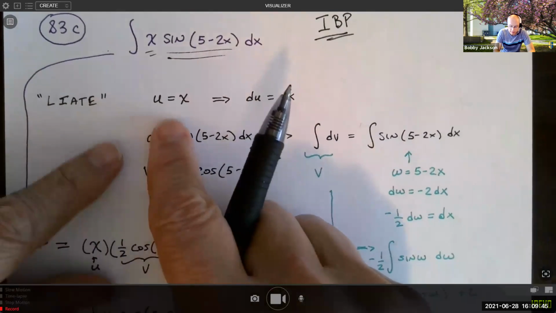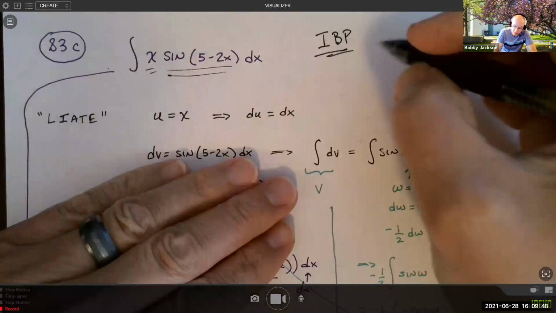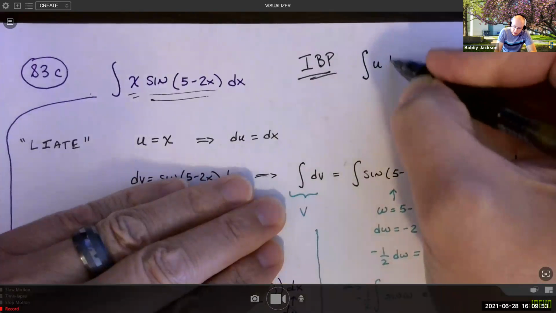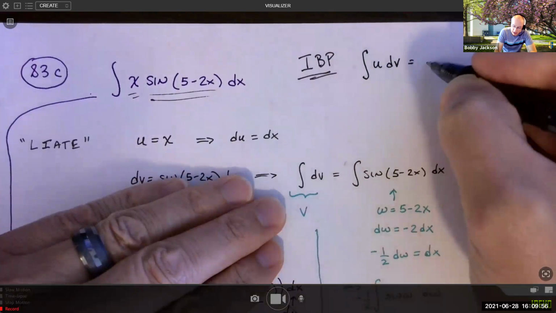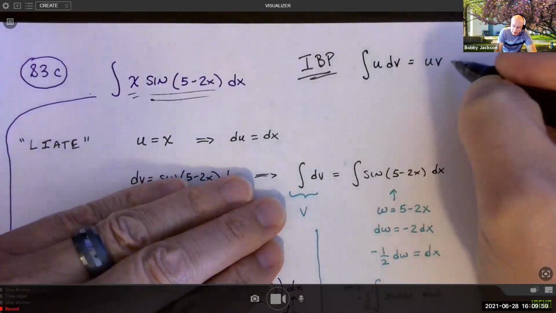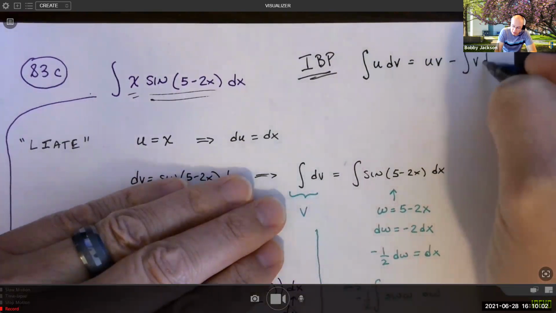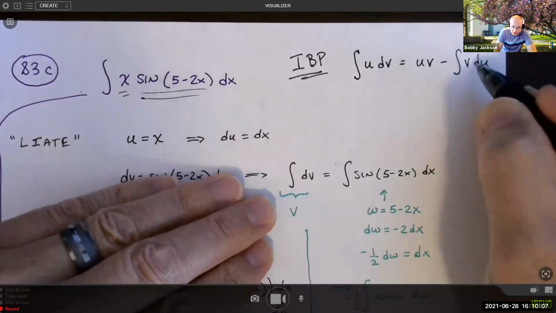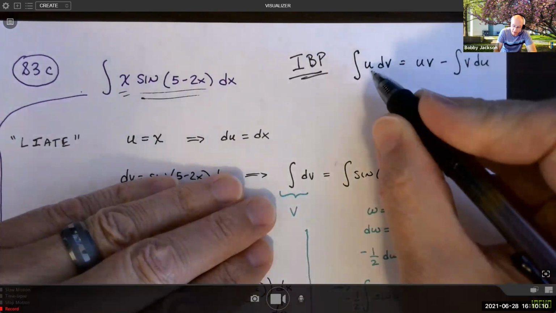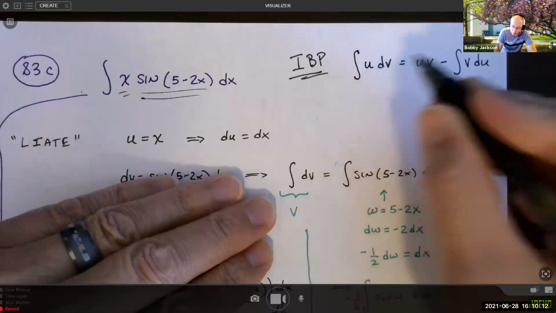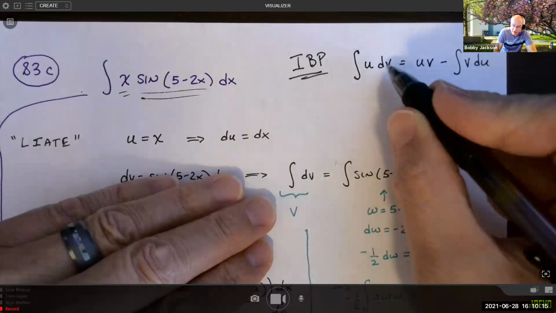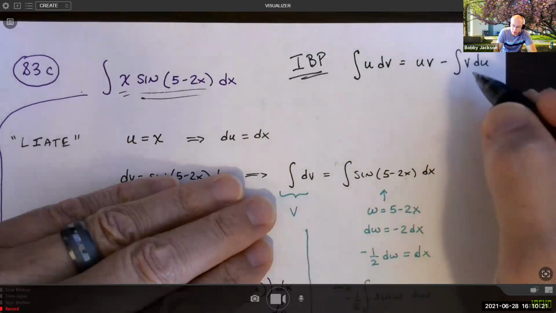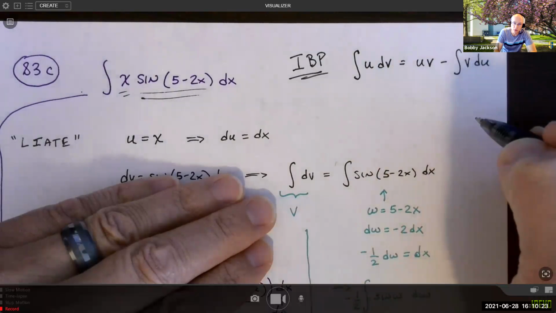You need to choose your u, right? So remember, the integration by parts formula deals with an integral of the form u times dv, and that is going to be uv minus the integral of v du. The hope is that this integral here is easier to do compared to the original one. So you have to choose u in a way that it gets simpler when you take its derivative, and the dv has to be something you can integrate, and then hopefully this v du will be a doable integral.